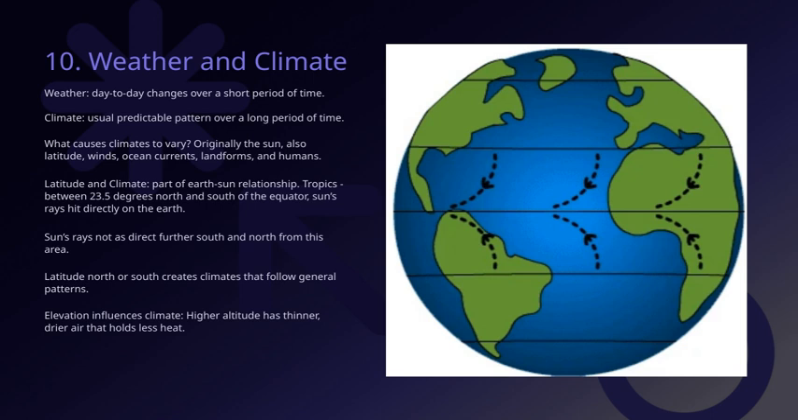Finally, it's important to distinguish between climate and weather. Climate refers to the usual, predictable patterns over long periods, think decades or centuries, while weather is about the short-term, day-to-day changes we experience. Understanding this helps us see how different factors combine to shape the world's diverse climates.